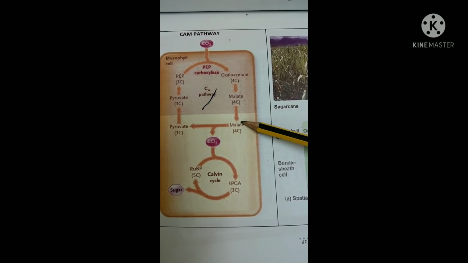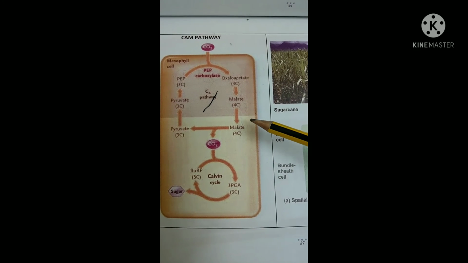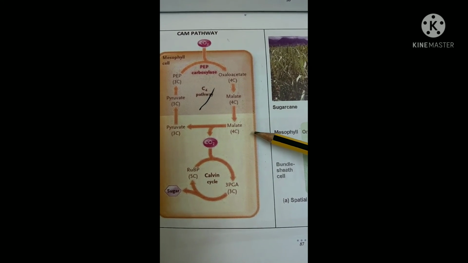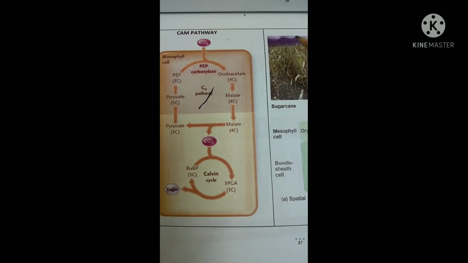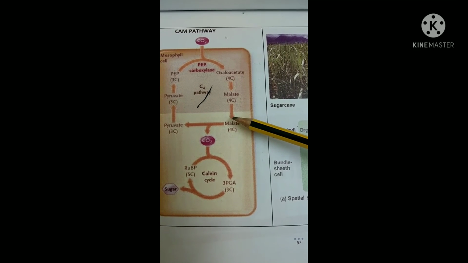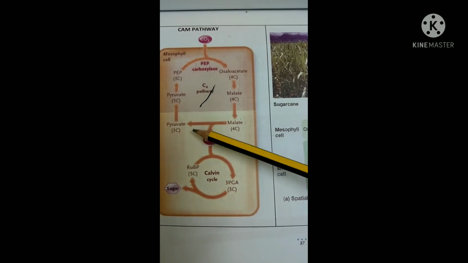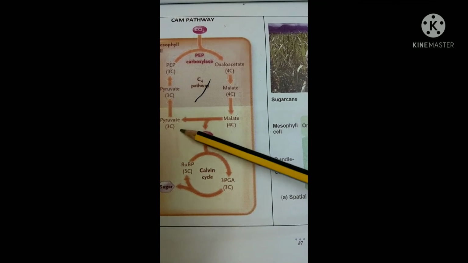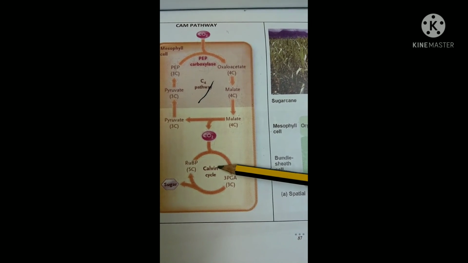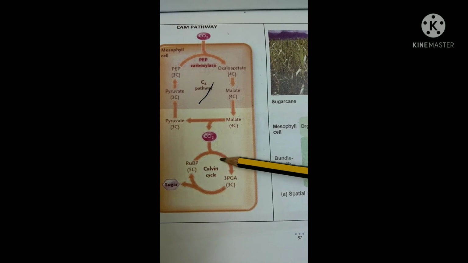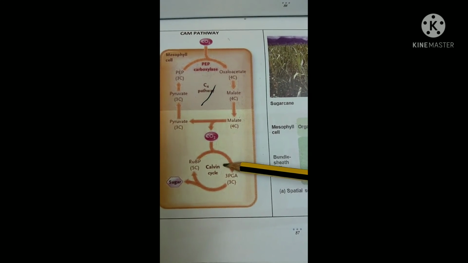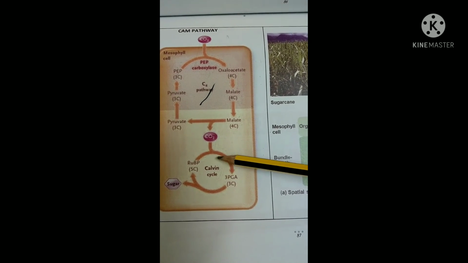So during the daytime, the stomata close, so no carbon dioxide can enter the cell. So malic acid will convert into malate, and it will split into 2, which is one carbon dioxide and one pyruvate. The carbon dioxide will enter the Calvin cycle, which will produce sugar, and the Calvin cycle will use the enzyme Rubisco.